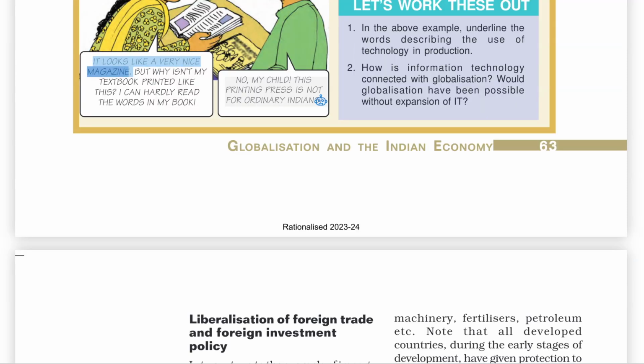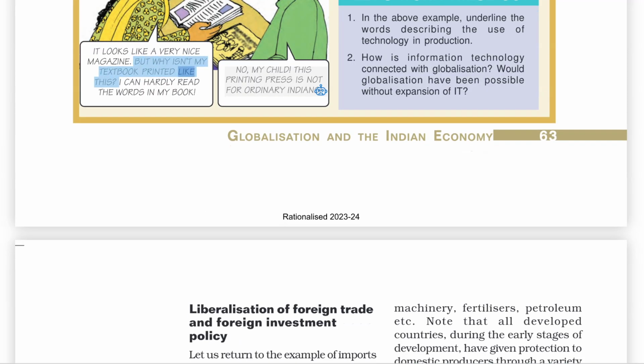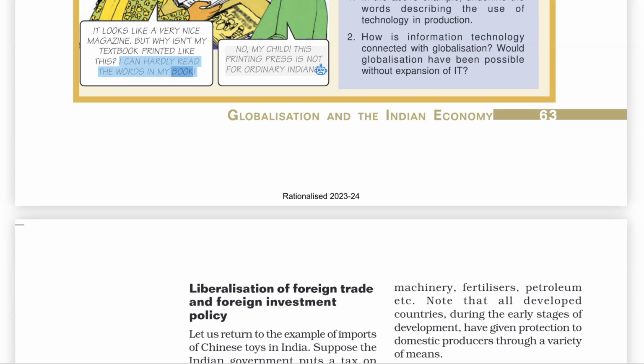It looks like a very nice magazine. But why isn't my textbook printed like this? I can hardly read the words in my book.